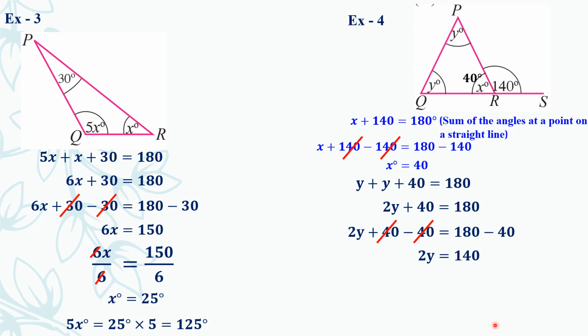Then y is equal to, we have to remove this 2, so we can divide by 2. Dividing both sides by 2, the 2 and 2 are cancelled, and y equals 70. So it is better to write the final results: x equals 40 and y equals 70.